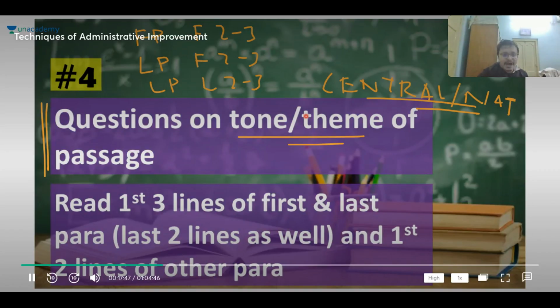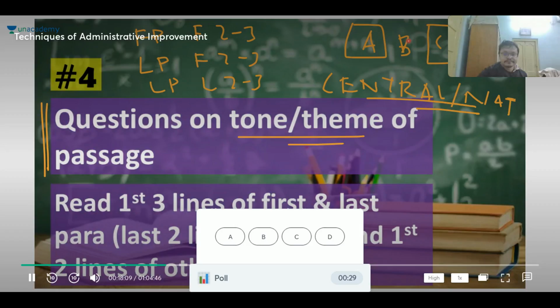Now, some might ask: what if there are 4 options A, B, C, D, and the first paragraph is hinting at option A and the last paragraph is hinting at option C? Can anybody tell me which option you mark in such cases? Which option should one mark?